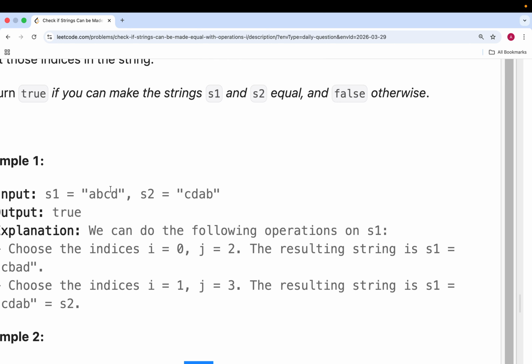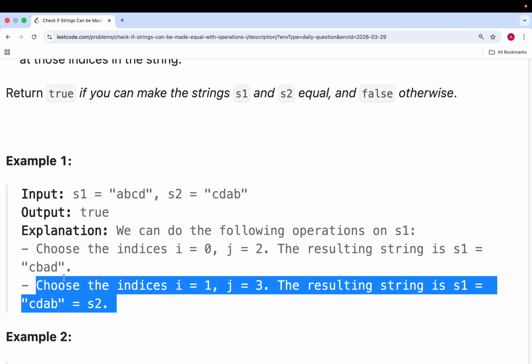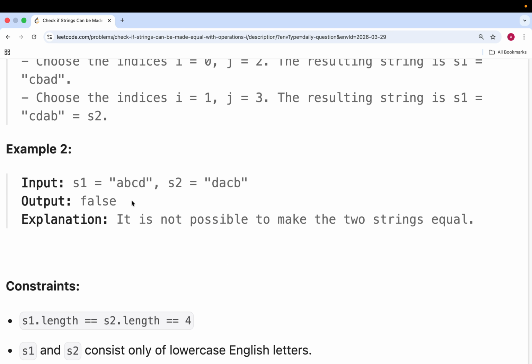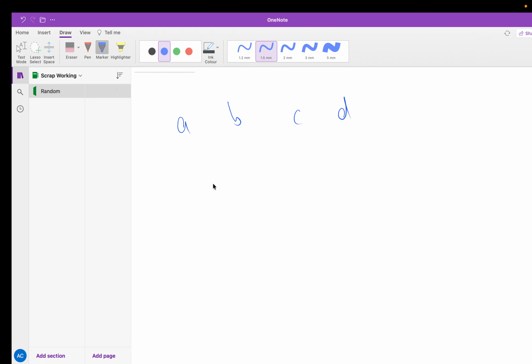Why is that? So in this case, A, B, C, D becomes C, D, A, B. You could, I guess, swap the C and A, and swap the D and B. So two operations, so you return true. This one, I'm curious, why can't you... All right, let me write this one out. A, B, C, D, and D, A, C, B.